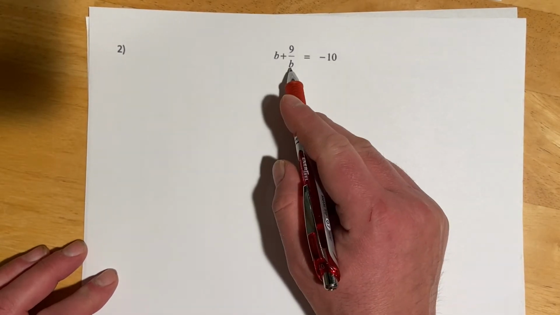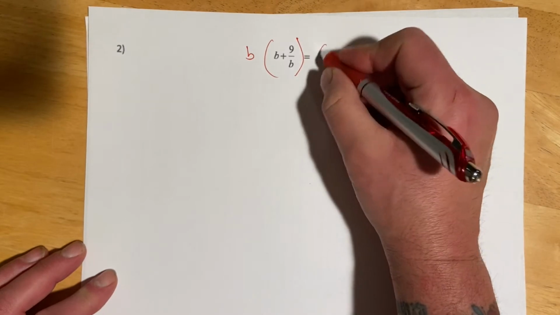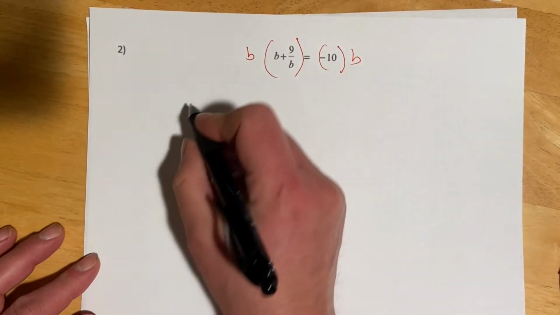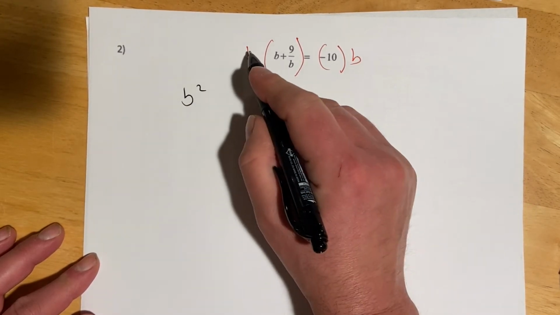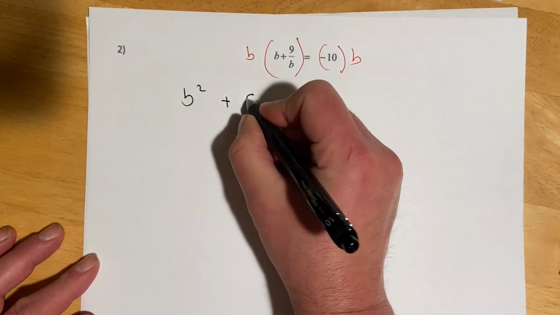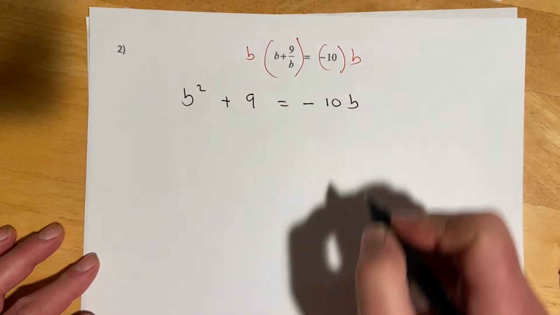Okay, so for this one, we just have the one fraction with a b down there, so we'll do everything multiplied by b. So out front, we're going to get b times b, and that'll be a b squared. Here we get 9b over b, so those b's are just going to cancel. So that'll be a plus 9, and it equals negative 10b.